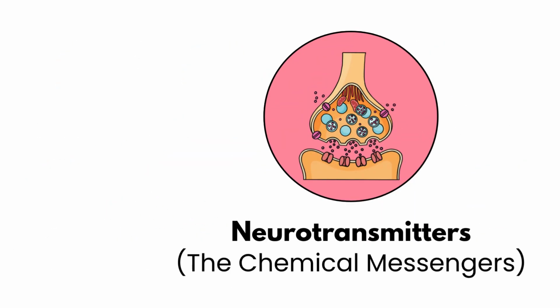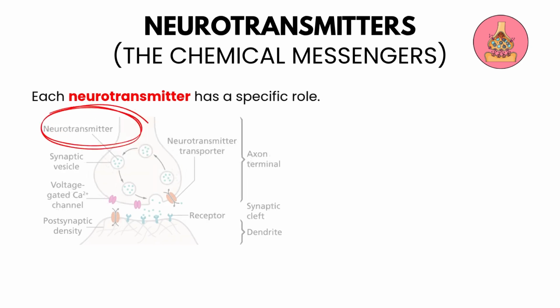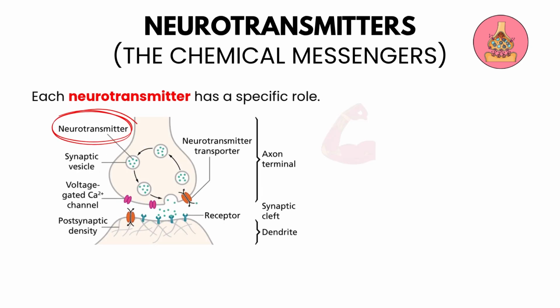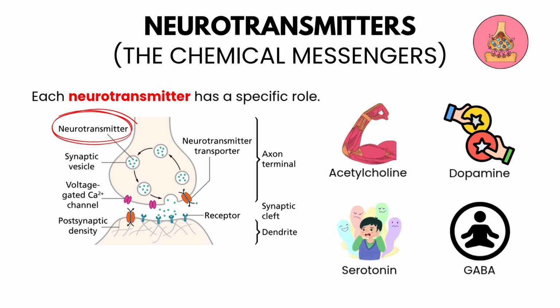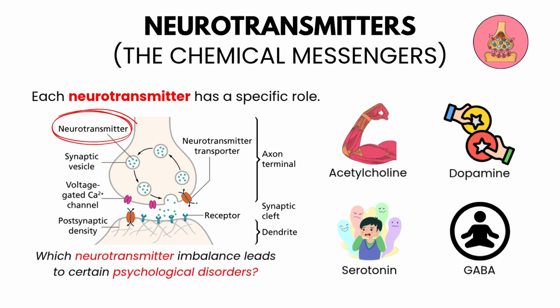Neurotransmitters, the chemical messengers. Each neurotransmitter has a specific role. Acetylcholine activates muscles. Dopamine drives reward and motivation. Serotonin regulates mood. GABA, it calms everything down. Questions often test which neurotransmitter imbalance leads to certain psychological disorders. So know these functions cold.